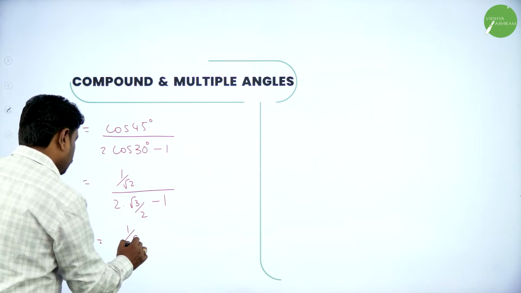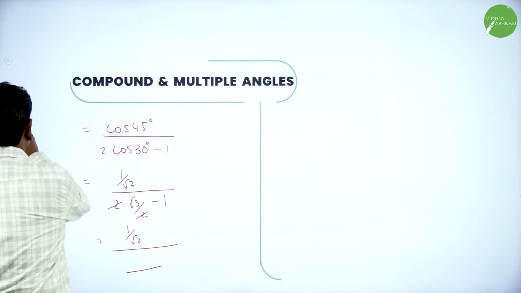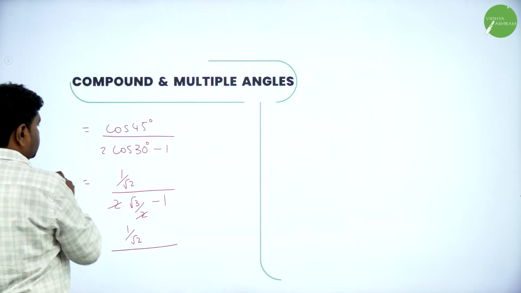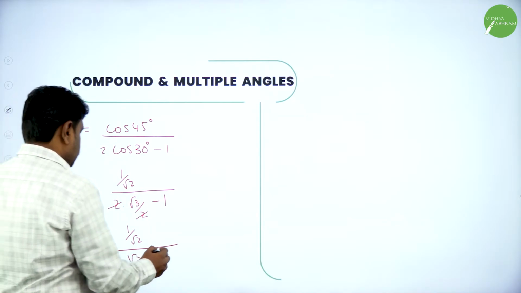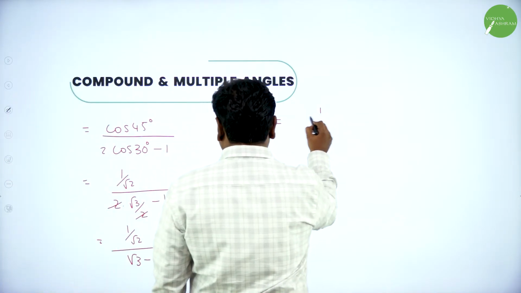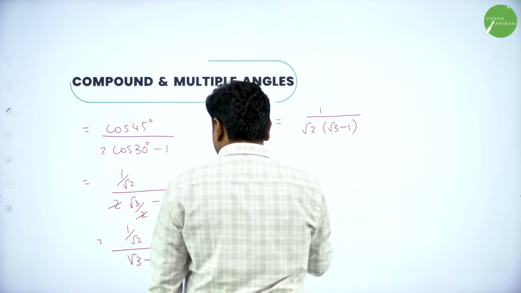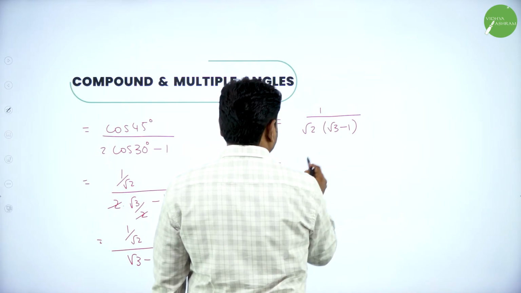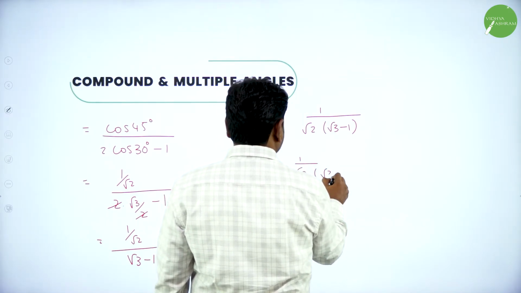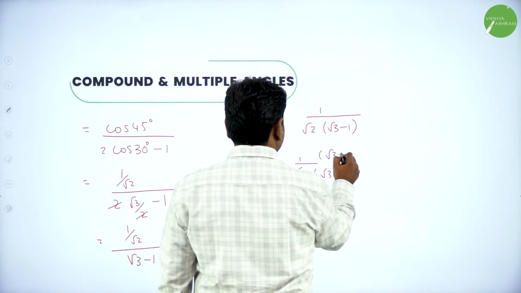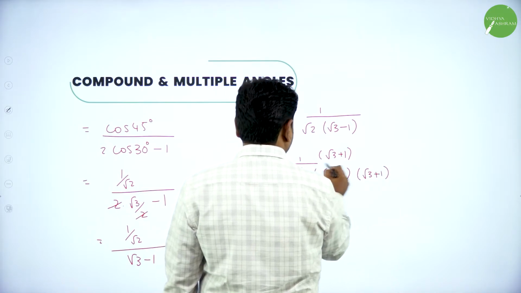So it is 1 by root 2. If you take LCM, 2 you can cancel. Further, we are left with root 3 minus 1. So simplify this. You can write this as 1 by root 2 into root 3 minus 1. So in the denominator you can rationalize. If you rationalize this, 1 by root 2 into root 3 minus 1, divide and multiply by root 3 plus 1.